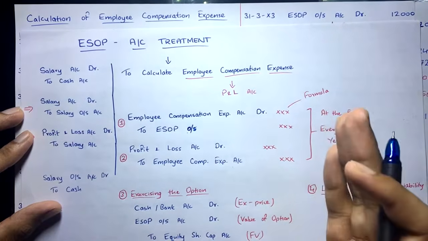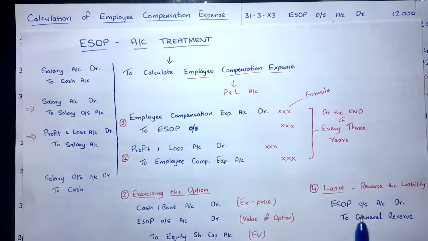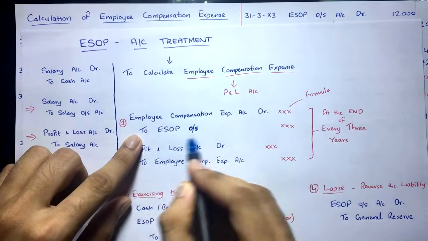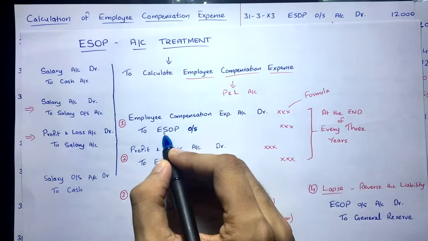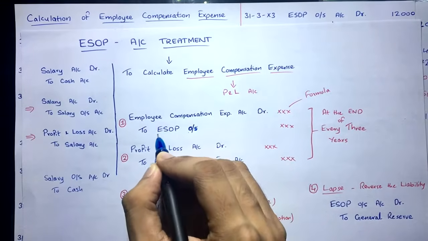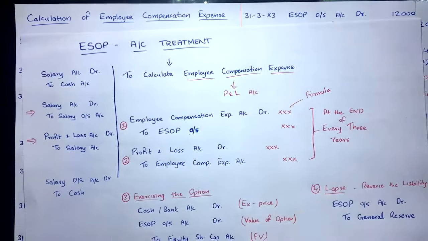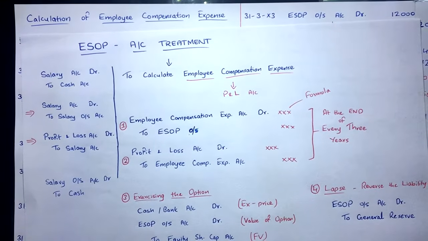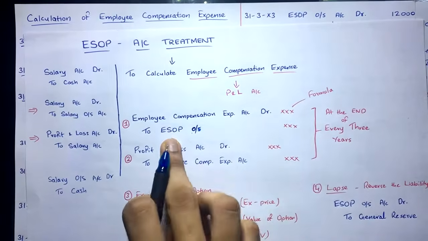At the end of the first year, what are you going to do? You are not going to give anything. You just have to recognize the expense. Sirf expense recognize karna hai, and you have to recognize a liability to ESOP outstanding, or you can also say to ESO outstanding. Okay, ESO, employee stock option outstanding, or employee stock option plan outstanding. Okay, the same thing. Fine. So this is the entry you have to pass. Expense record, and then record the liability.